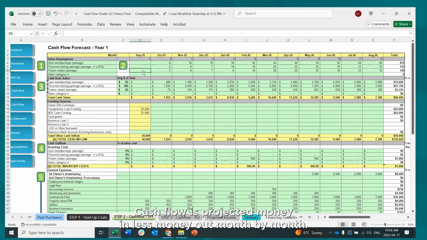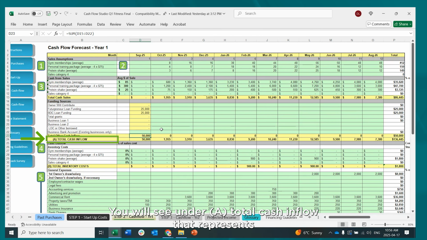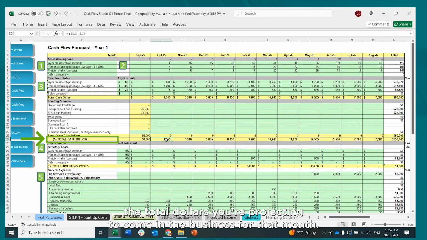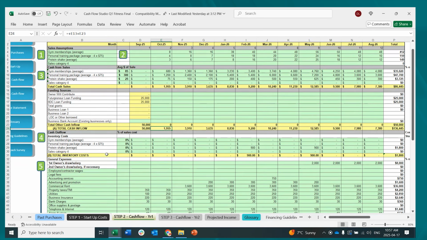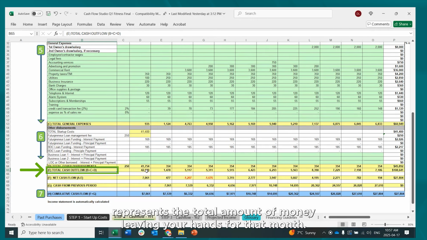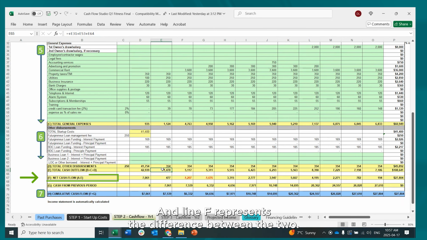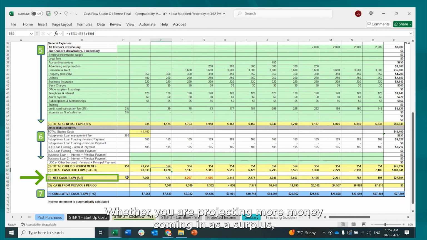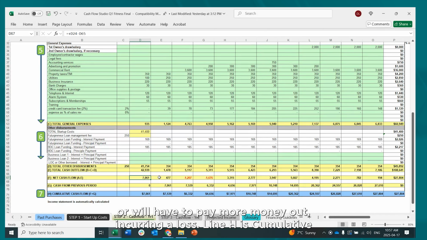It bears repeating, cash flow is projected money in less money out month by month. You will see under A, total cash inflow. That represents the total dollars you're projecting to come in the business for that month. Line E, total cash outflow, represents the total amount of money leaving your hands for that month. And line F represents the difference between the two, whether you are projecting more money coming in as a surplus or will have to pay more money out, incurring a loss. Line H is cumulative cash flow. That represents what is left in your bank account.